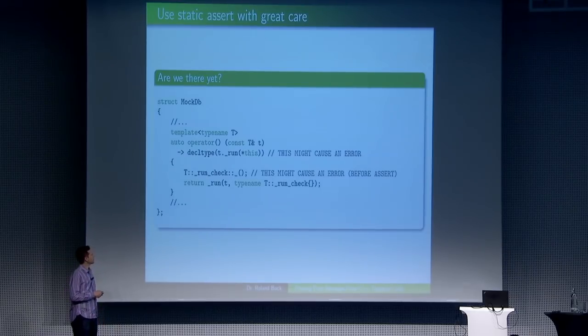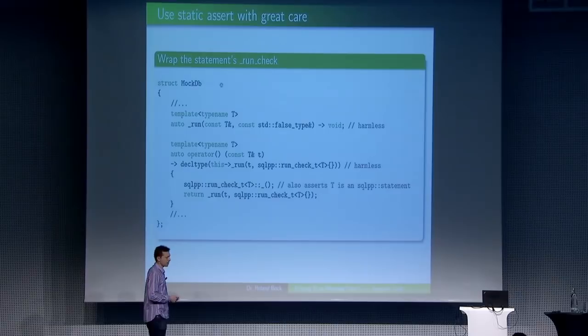So if the T, for instance, is a string, then, well, a T doesn't have an underscore run method, so this decltype will fail. A T doesn't have a run check, and that non-existing run check obviously doesn't have a static method, so this will cause a compile error before we even get to some static assert because that's not there. So, well, that's annoying, but it can easily be solved by some template programming.